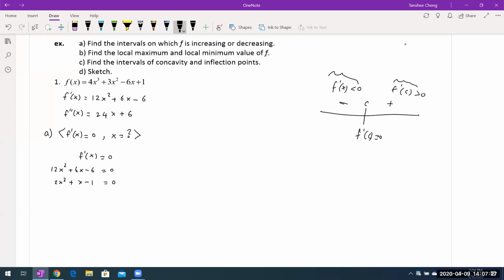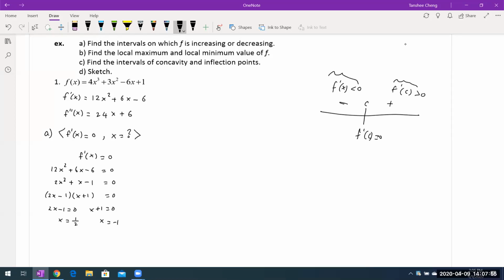Now that makes it easier, because otherwise I would end up using the quadratic formula, and I don't know what kind of number is going to come up, right? So right now it's factorable, which is going to be 2x minus 1 and then x plus 1 equal to 0. So this gives me 2x minus 1 equal to 0 and x plus 1 equal to 0. So I got x equal to 1/2 and x equal to negative 1.